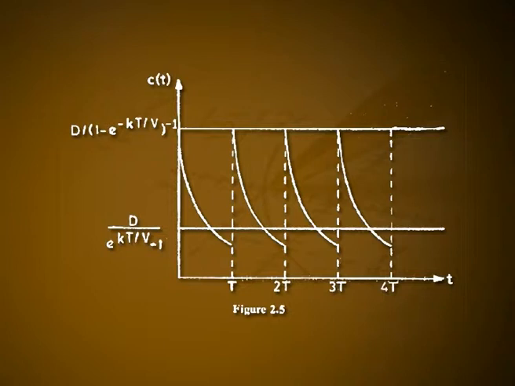The minimum value in an interval occurs at the end of each interval. This also increases, but it lies below D by (e^(kT/V) - 1). The concentration curve is piecewise continuous and has points of discontinuity at T, 2T, 3T, etcetera.